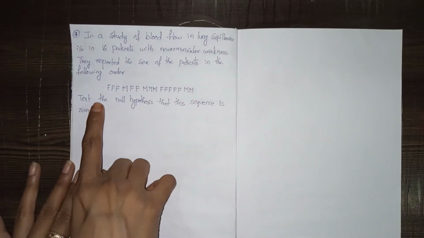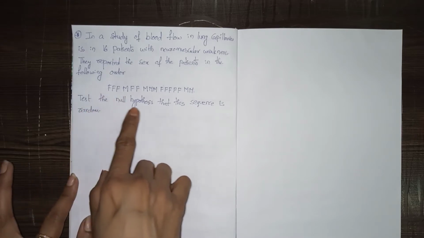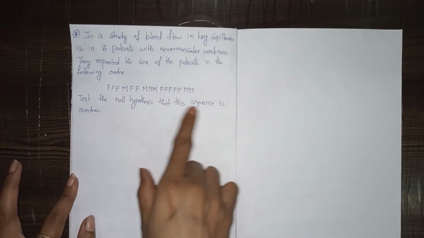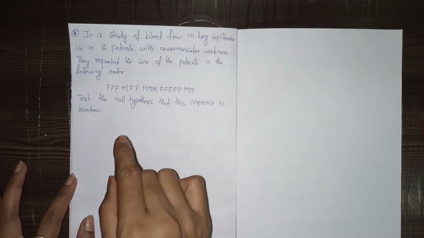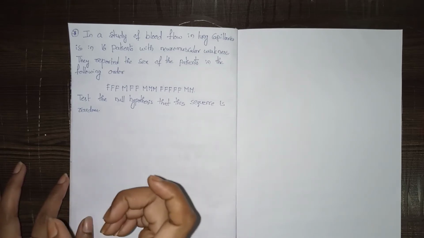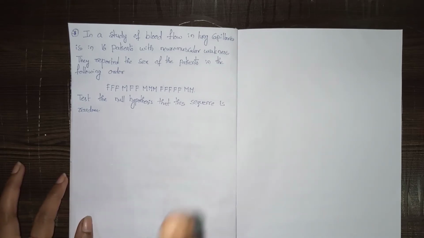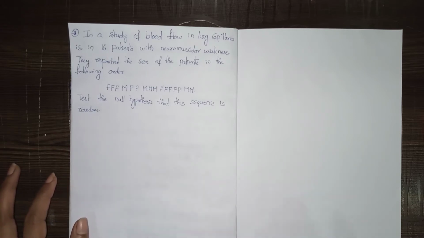So F stands for females, M stands for males. Test the null hypothesis that the sequence is random. So what we have to test is whether they are following any certain pattern. That means, first patient is male and the next is female and again male, again female. Is there any particular order?